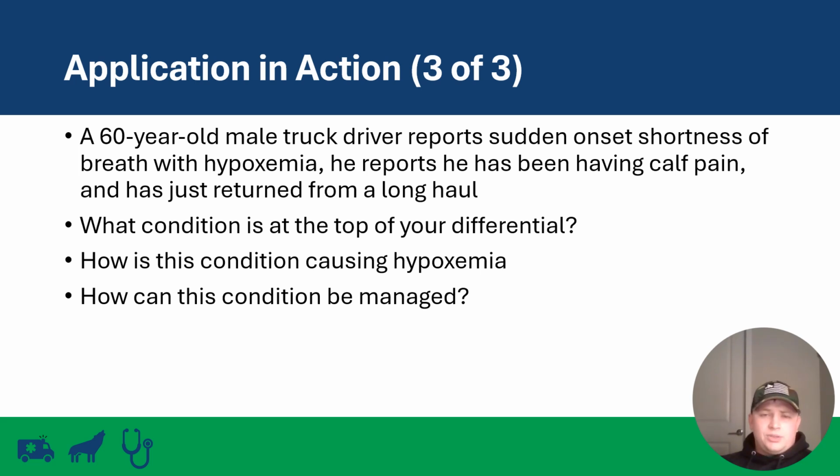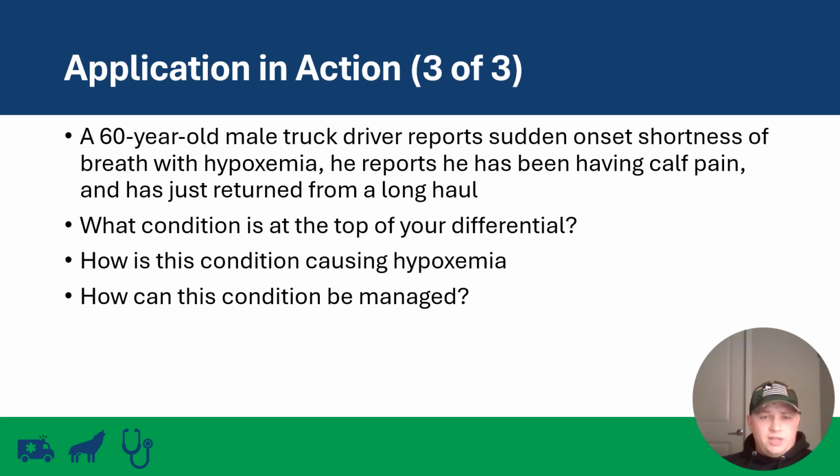So due to the patient's recent history, pulmonary embolism should be at the top of your differential. A trucker is usually pretty sedentary, and additionally, this patient's calf pain is suggestive of DVT, a major risk factor for PEs. Additionally, the sudden onset of shortness of breath is consistent with the acute onset nature of a PE.